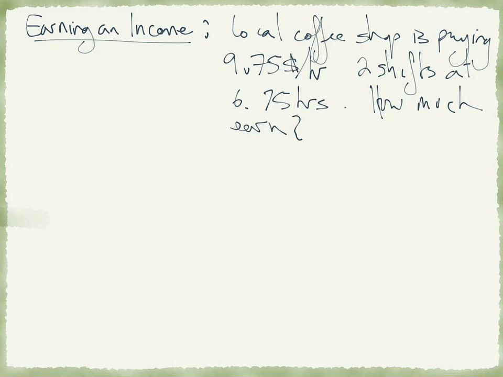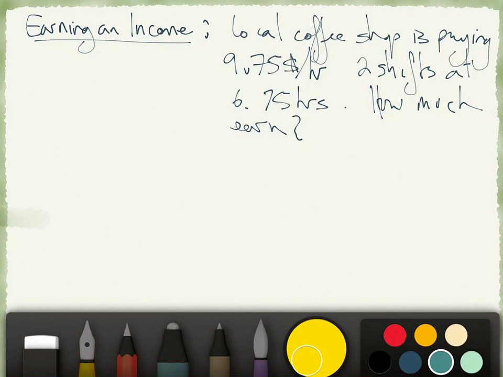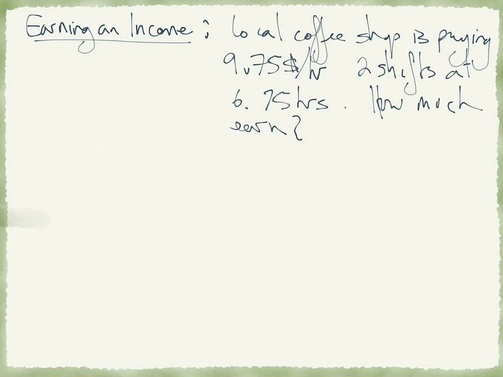earned. And if they were generous and paid you $9.75 an hour, and you did two shifts at 6.75 hours, and we want to find out how much you earn. So our first step is to assign a variable here. So let's give ourselves E for earnings. So we're going to say E equals, well, we know we had two shifts, and each shift was 6.75 hours long. And everything we're going to do is multiplication.